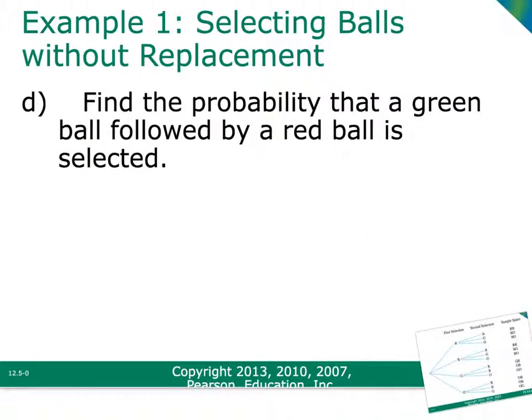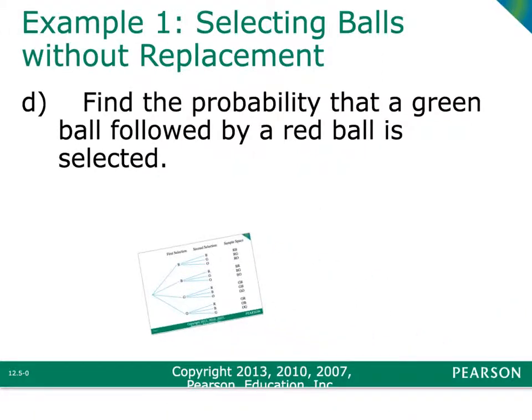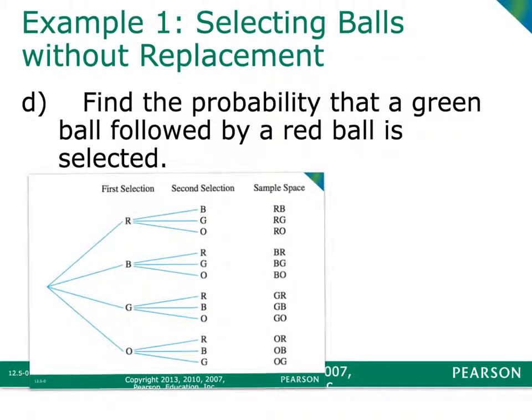Question D. Find the probability that a green ball followed by a red ball is selected. Again, if you have created your sample space, you are looking for the green-red option. So you want green first, red second. There's only one item in the sample space that has green first and red second. There are 12 total items in the sample space. So the probability of green and then red would be 1/12.